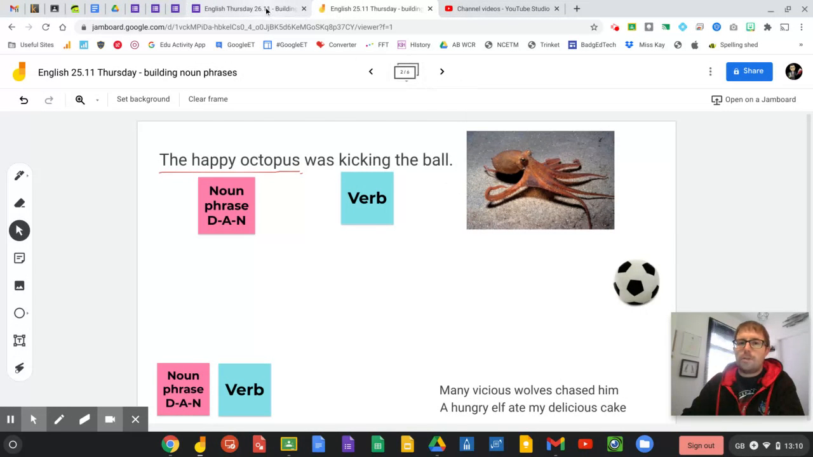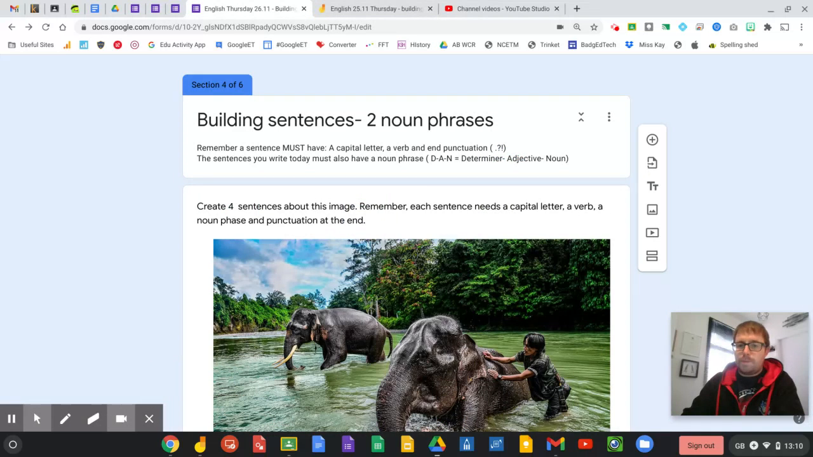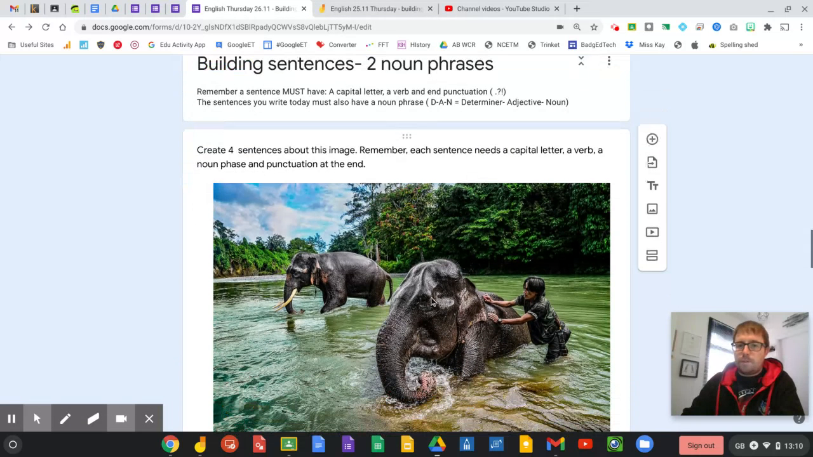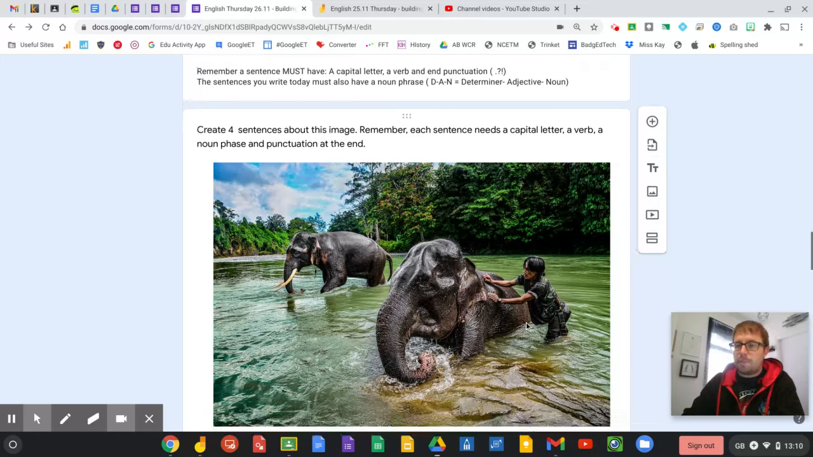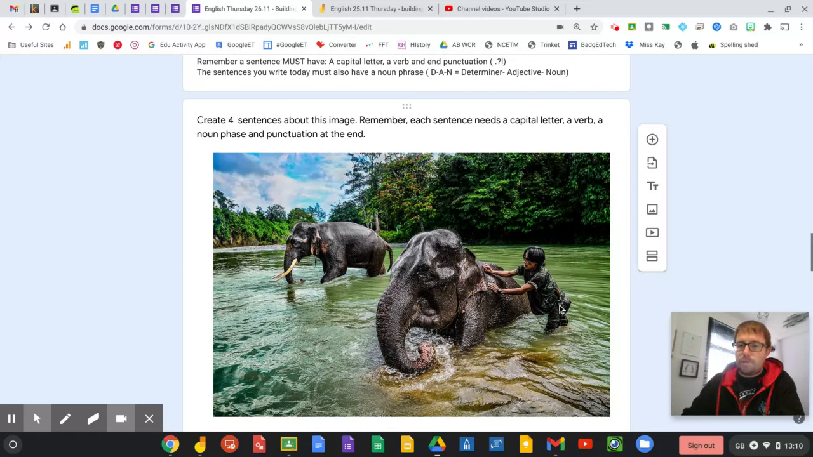So to do that, we've got this nice picture of these elephants in the water. So we've got two elephants. I could think about the colour of their hide, their tusk shape. And we've got the guy who's helping them across the water. So that could be a verb, or is he washing them? It's up to you. It's your descriptive sentences. We could be describing the water. We could be describing the sky. We could be describing the trees around it. There's lots to describe. So remember, in each sentence, you're describing two things.